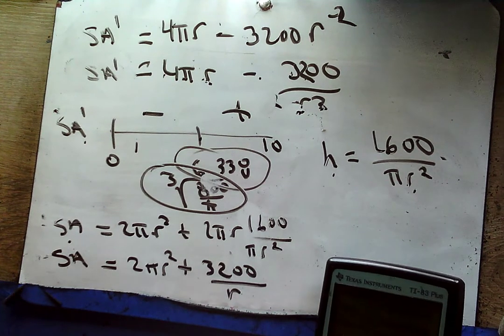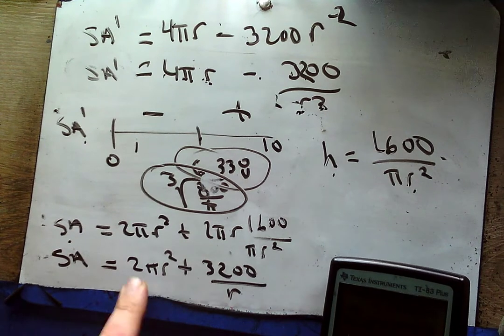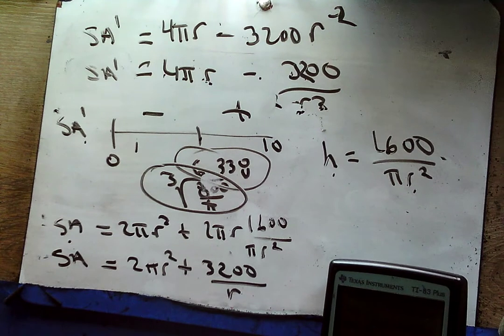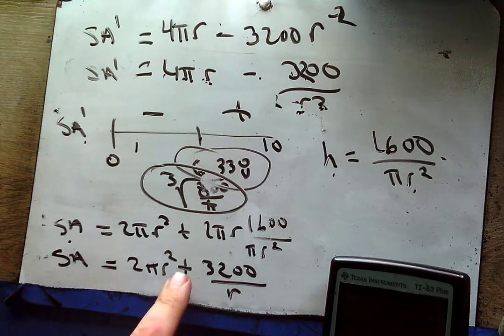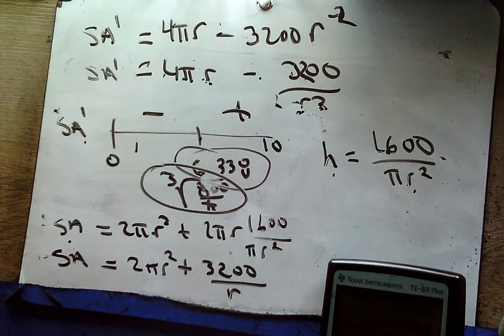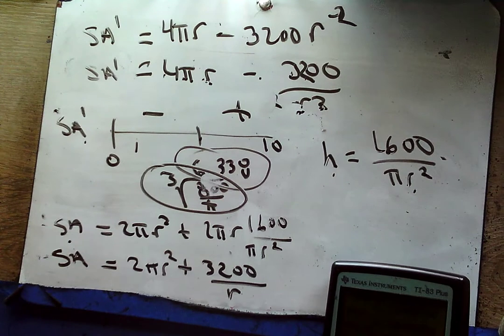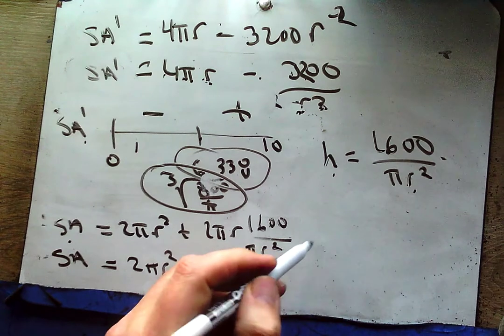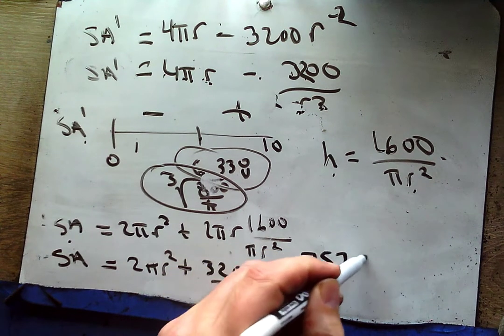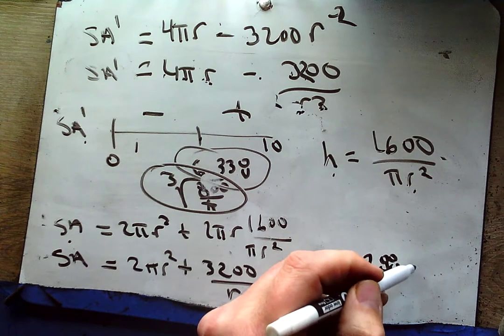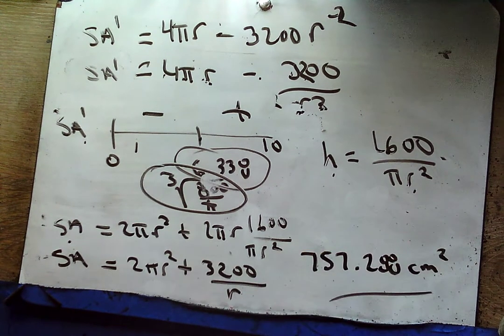Okay, so I have that number now. That's my radius. And so I want 2 pi times x squared plus 3200 divided by x. And I get my minimum surface area, 757.288, and these would be centimeters squared. Okay, so there we go.